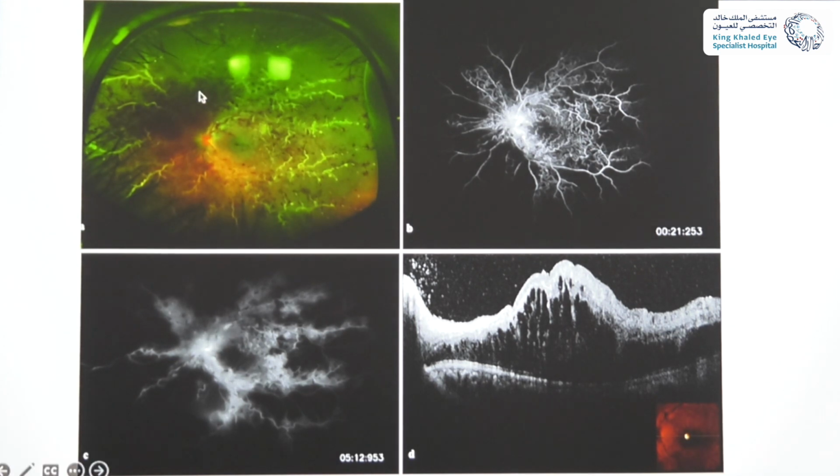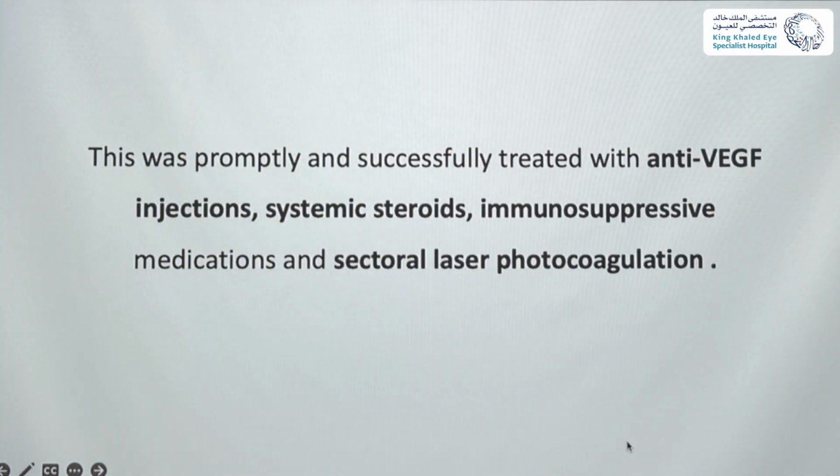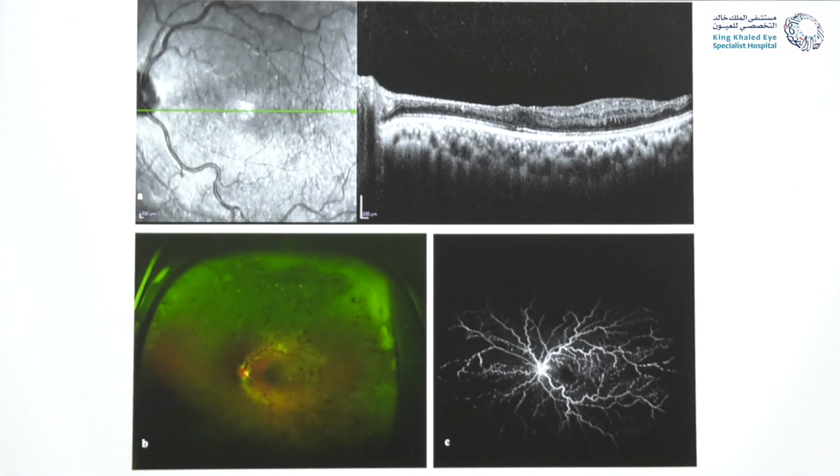So here you see the typical frosted branch angiitis, with extensive perivascular sheathing involving all 4 quadrants. In FFA you'll see areas of capillary dropout and non-perfusion, and in OCT you'll see extensive macular edema. This was treated successfully with anti-VEGF injections, systemic steroid, and immunosuppressive medication with sectoral laser. This is post-treatment, and at this stage the patient's vision reached 20/25.